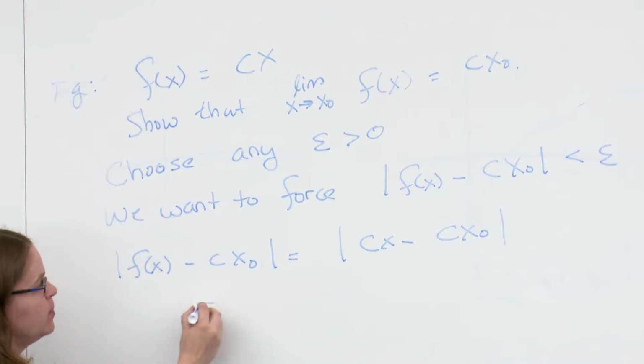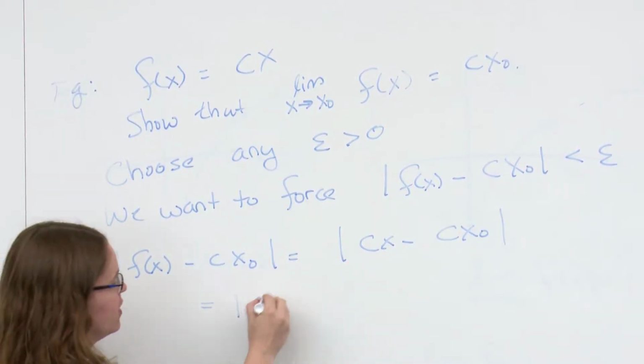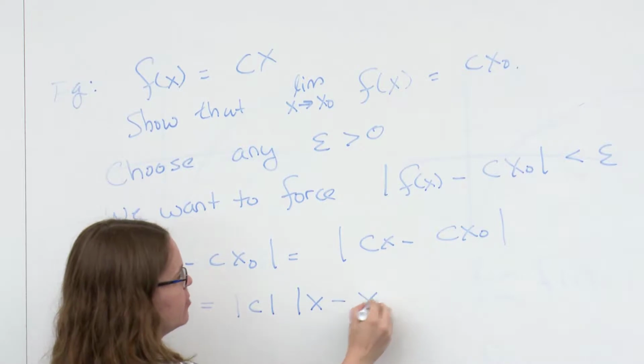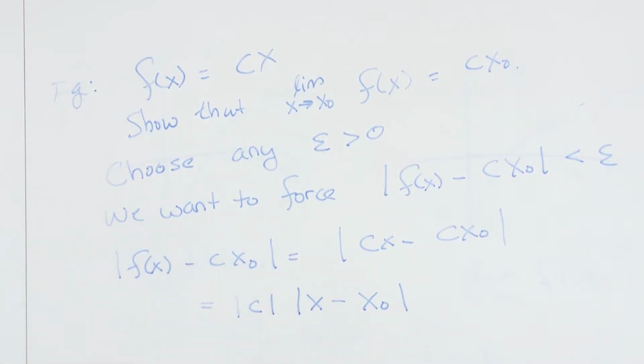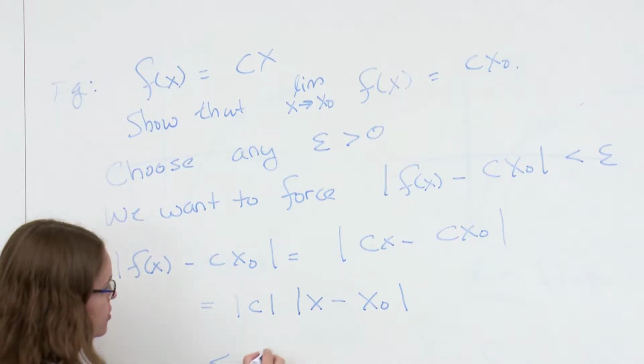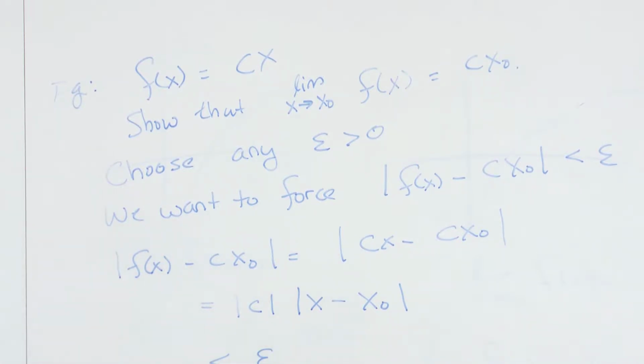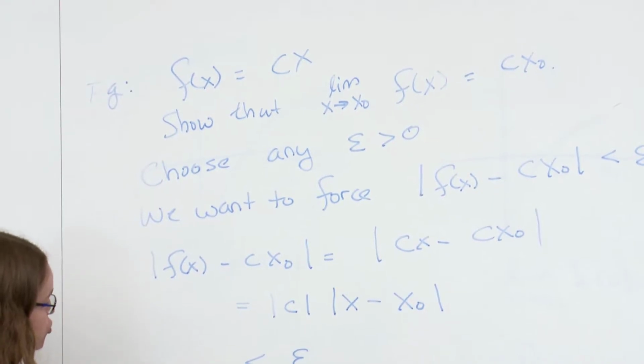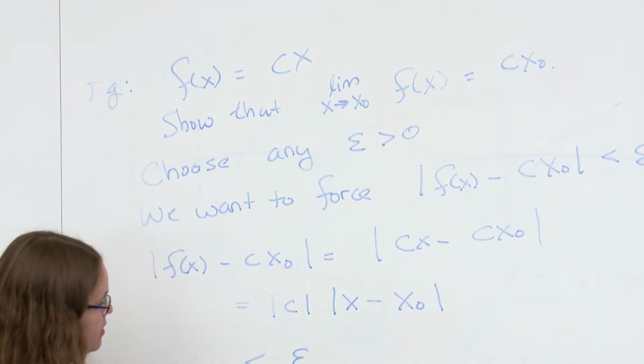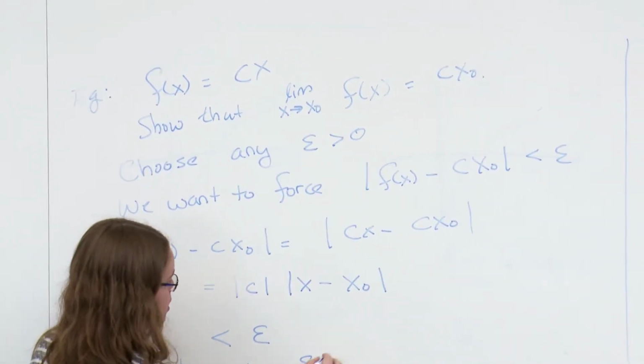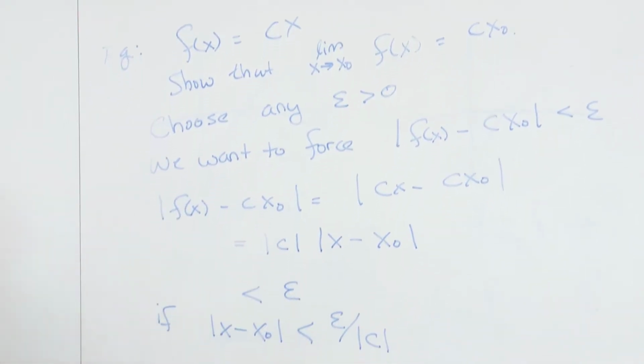So in this case, I can do it by factoring out the c. I'm going to pull out the absolute value of c times the absolute value of x minus x naught. Okay, and I know that we want this to be less than epsilon. So we need to write down the condition that will make this true. Well, what is the condition that will make this true? This is true if, and now we can solve for this x minus x naught, if x minus x naught is less than epsilon divided by the absolute value of c.